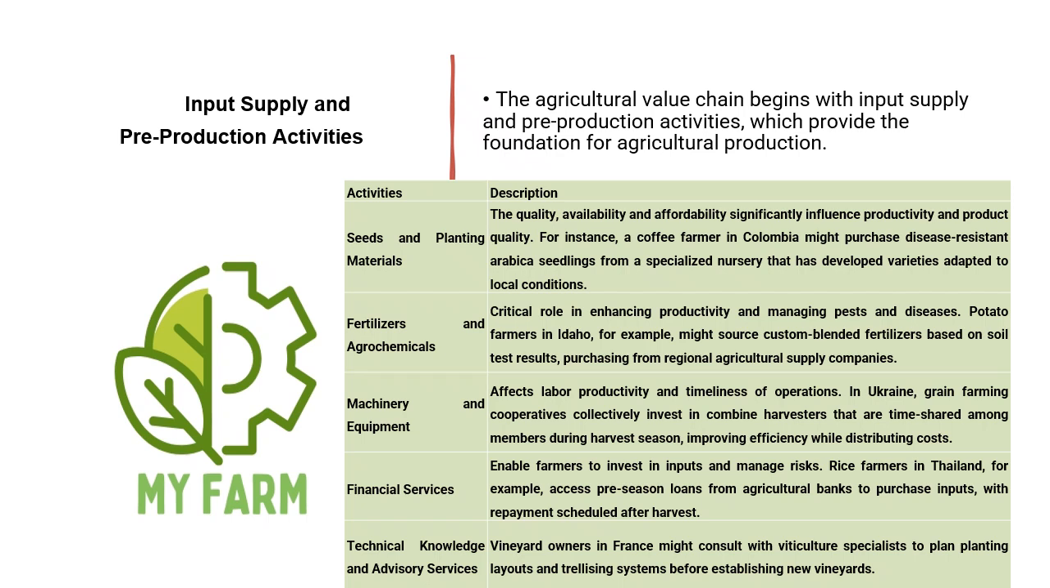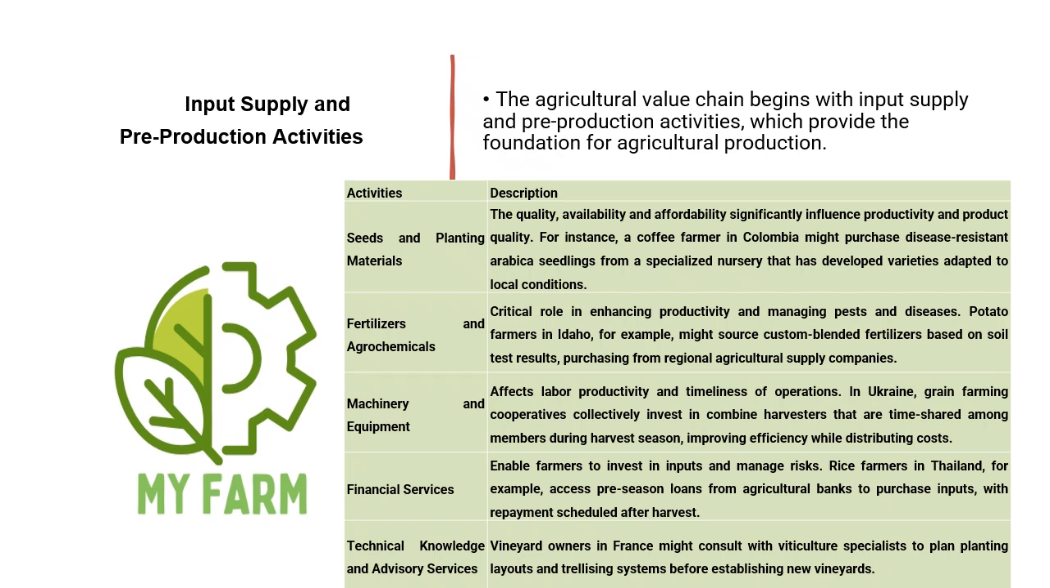Fertilizers and agrochemicals play a critical role in enhancing productivity and managing pests and diseases. Consider potato farmers in Idaho who source custom blended fertilizers based on detailed soil test results from regional agricultural supply companies. This precision input selection optimizes both yields and environmental outcomes.